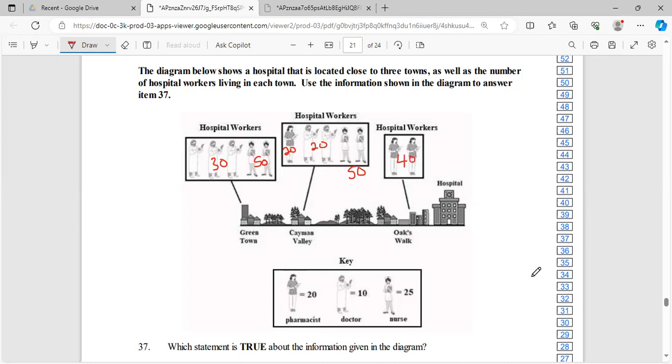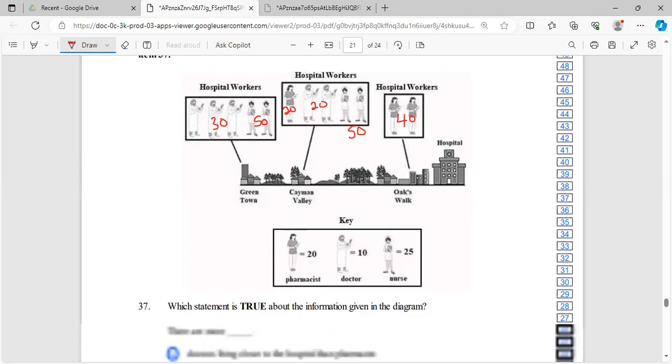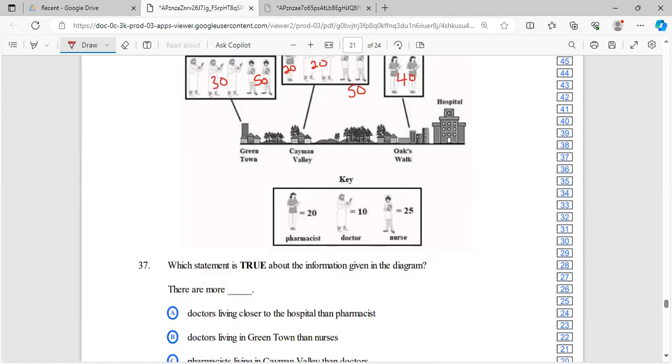Alright, now that we have the numbers in, let's see what the question is. Which statement is true about the information given in the diagram? There are more doctors living closer to the hospital than pharmacists.